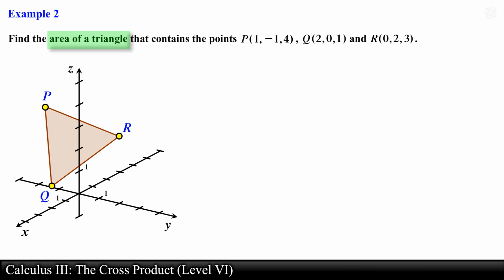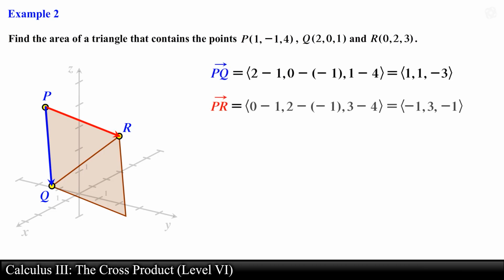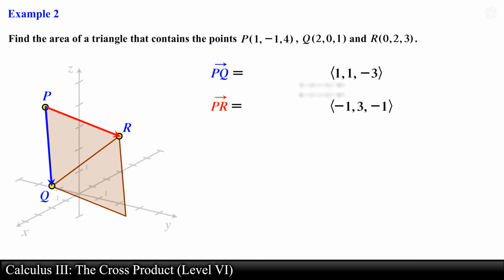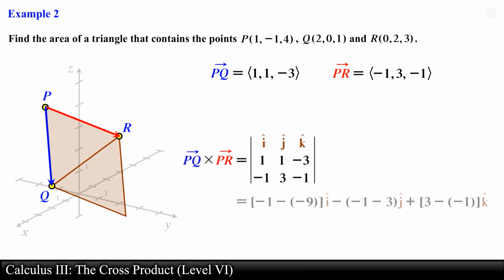We can find the area by making use of the geometric definition of the cross product. So let's first find the area of a parallelogram by crossing two adjacent vectors. We will then divide that area in half to obtain the area of the triangle. Let's find the component form of vector PQ and vector PR. Then we go ahead and cross these two vectors with one another.